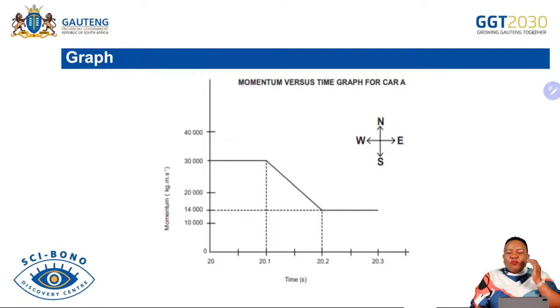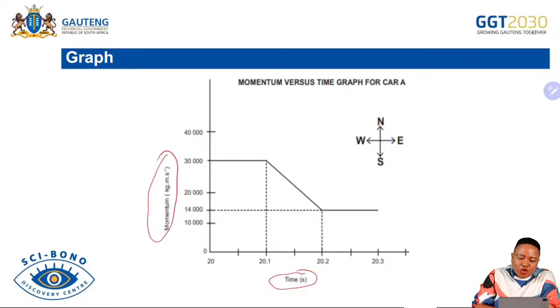Know that also in momentum we have graphs. Graphs are not limited to only some of the topics. This is the momentum versus time graph, and you need to know how to interpret a graph. Here you are given momentum, and here you are given the time taken by this object. So we need to know what a straight line means. It's very important to know what each line means.